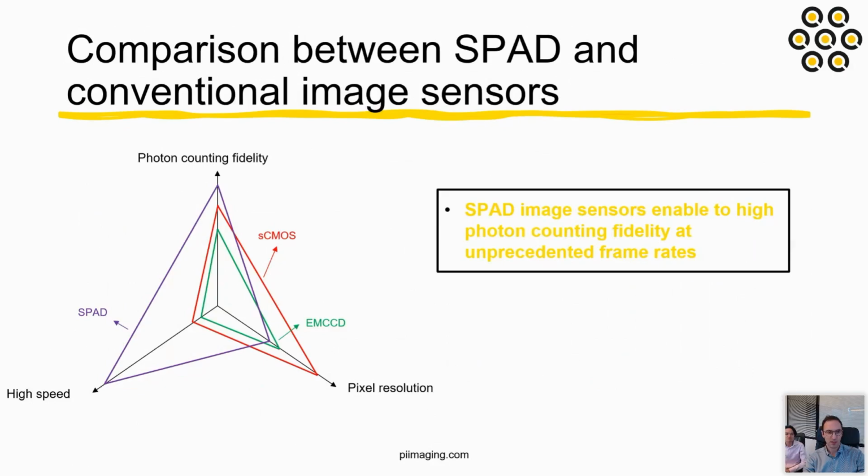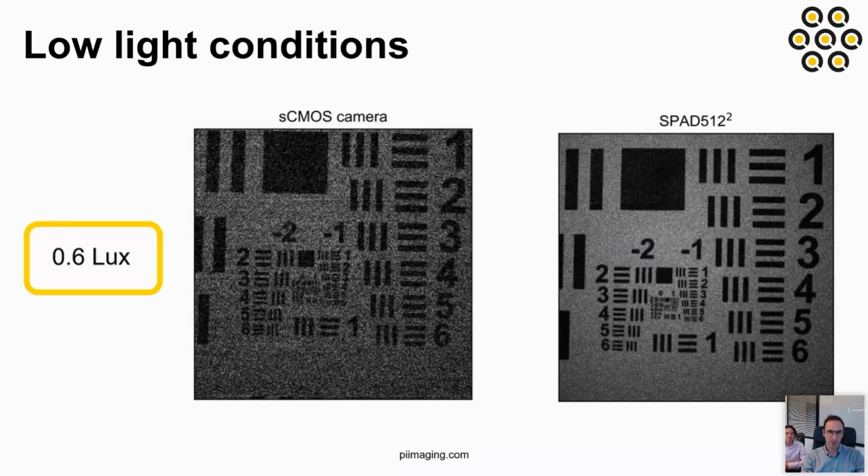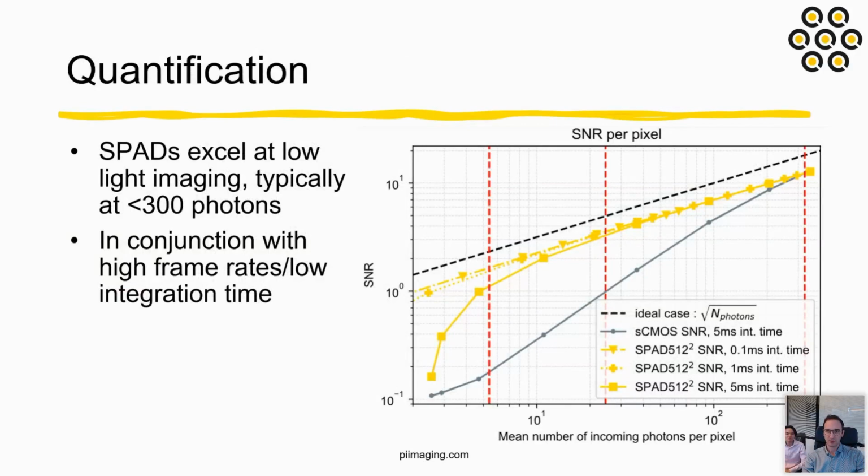Okay, to quantify the low light capabilities a bit, we also make SNR comparisons between a scientific CMOS and a SPAD. You can see the results at 0.6 lux and at 0.1 lux, and you can see the signal-to-noise ratio plot as well. So what do we see here? On the right-hand side, you can see the black line, which is the ideal Poissonian distribution. Then we drop from this ideal distribution because of sensitivity. We are detecting every second photon, but it's still a perfect Poissonian line.